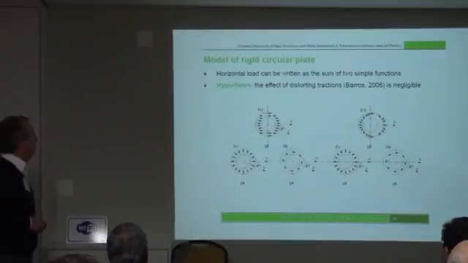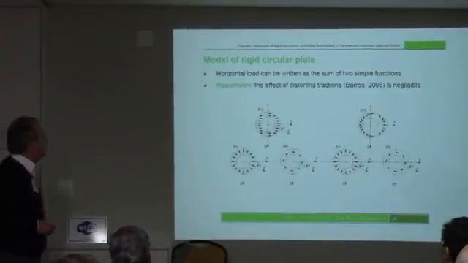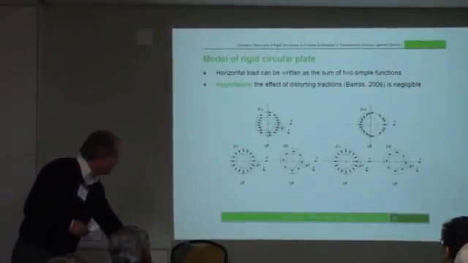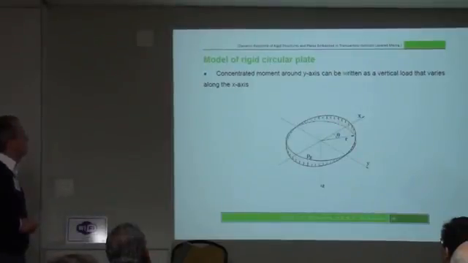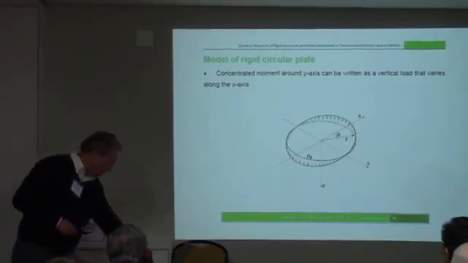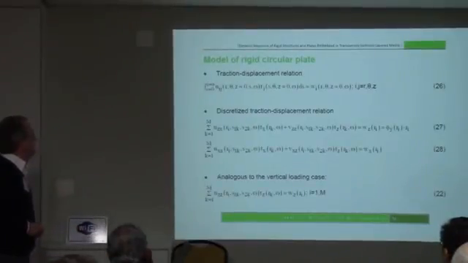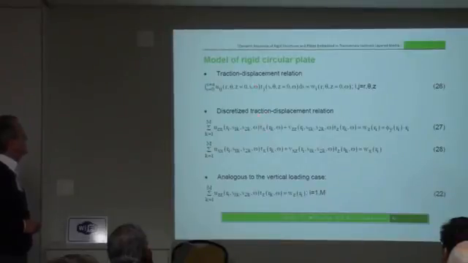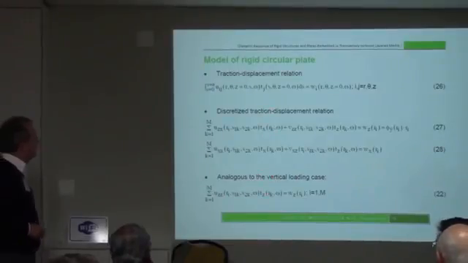The horizontal load may be assumed as a sum of two simple functions. As we know, we can also model a concentrated moment with a solution like this, with a linear distributed load about the y-axis here. So if we have the traction displacement, we can discretize. This is the analog to what we already did in the vertical case.